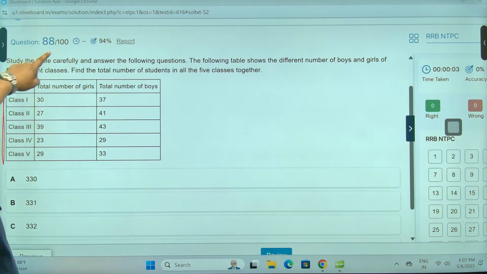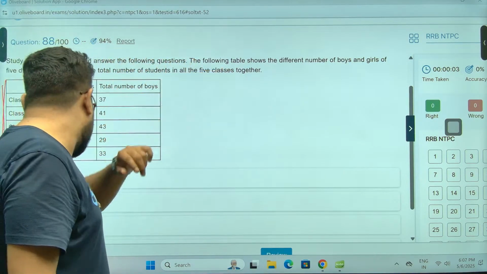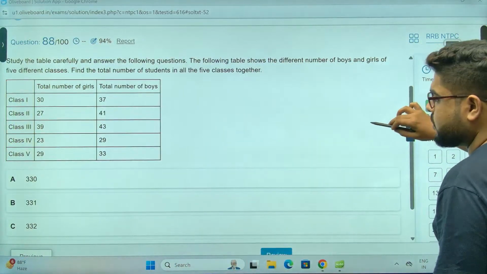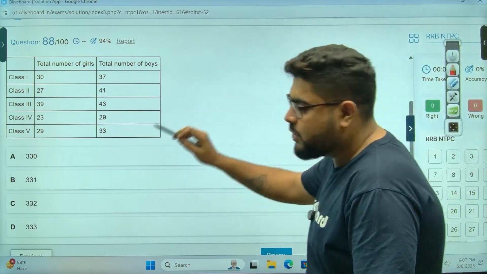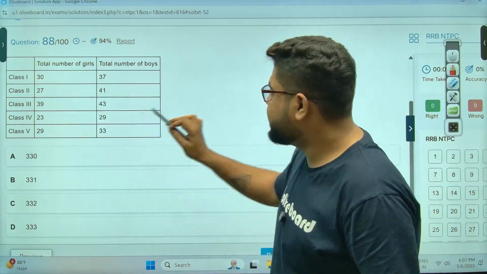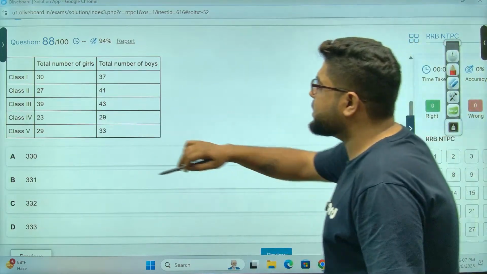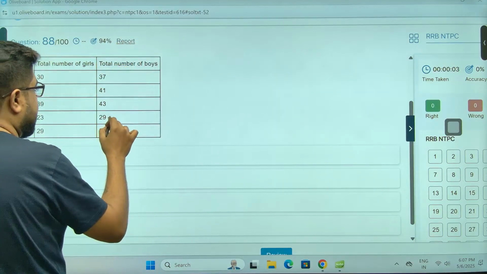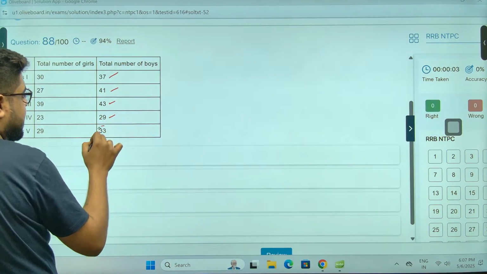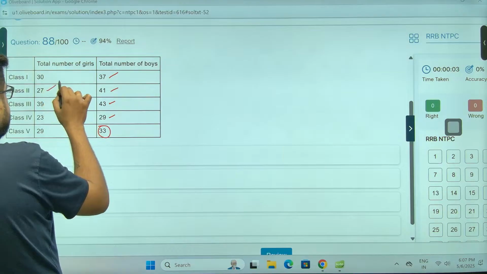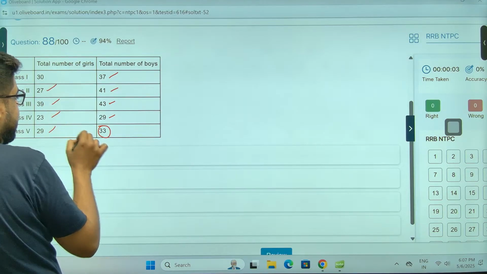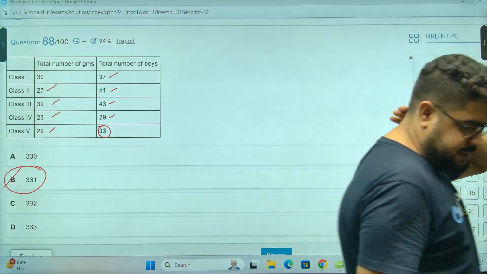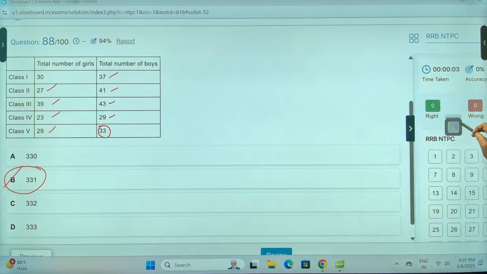Total number of students in all 5 classes together. Wait, let me check one thing. Yes, very good. All the unit digits are different. Sir, total means you need the total of this. Use your brain, sir. 9 and 1 is 0, 7 and 3 is 0. The unit digit is 3, sir. 7 and 3 is 0, 9 and 9 is 18, 8 and 3 is 1. Option B is the answer.